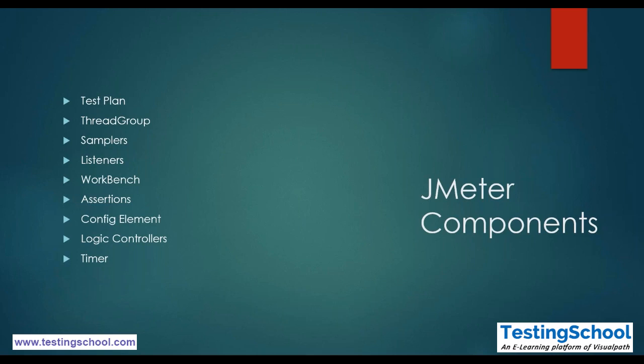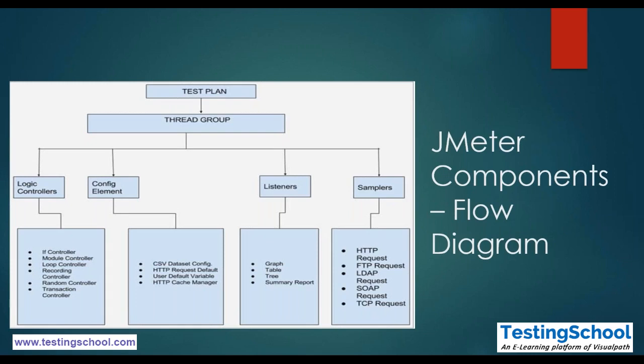So in this tutorial, we will see the first three, that is test plan, thread group, and samplers. Moving on, this is the JMeter component flow diagram. This is how you should design your test script. On the topmost level is the test plan. Then under test plan, there will be thread groups. Thread groups are nothing but, as you can say, virtual users, which will simulate the actual behavior of your end user.